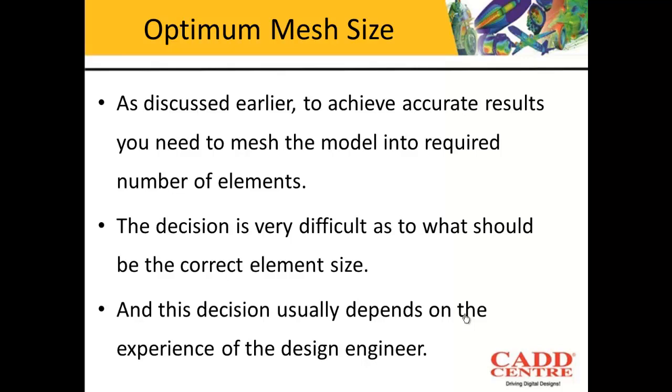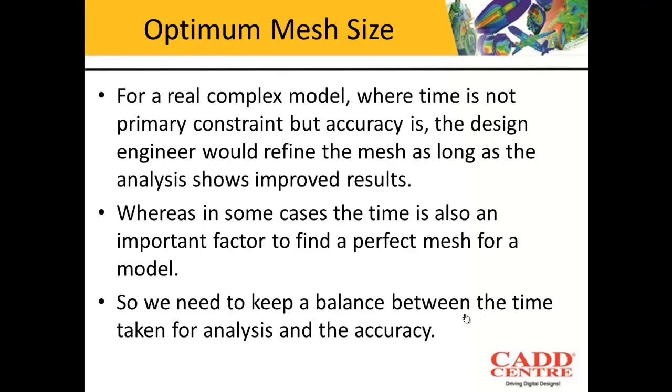Okay, so as a design engineer, we need to keep a balance between the time required and the accuracy. In some cases, if it is a very complex model where time is not the primary constraint but accuracy is, meaning we want much more accurate results, then you can refine the mesh till you get an accurate answer. But in some cases where time is important, you can keep an in-between mesh, meaning you can keep the refinement at zero and you can get an answer. So it is very, very important to keep a balance between the time and the accuracy.